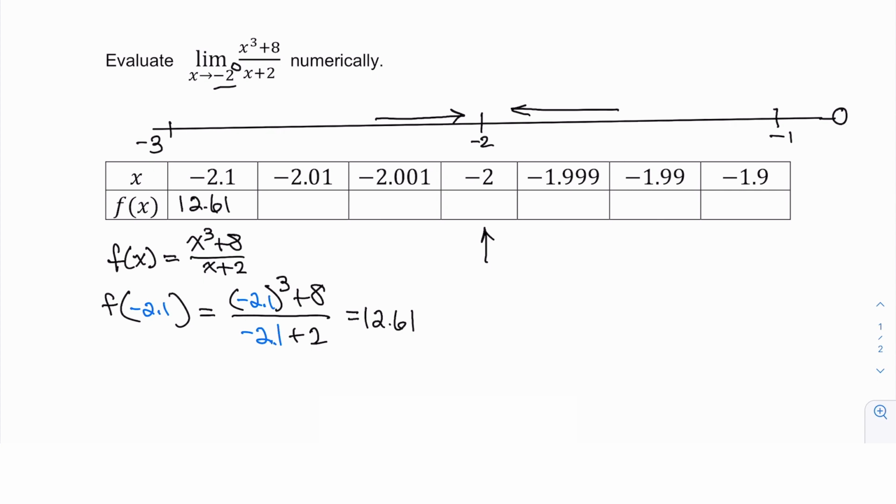Let's do the next one also. So f of -2.01 is my -2.01 cubed plus 8 over the -2.01 plus 2. And from that you get 12.06.